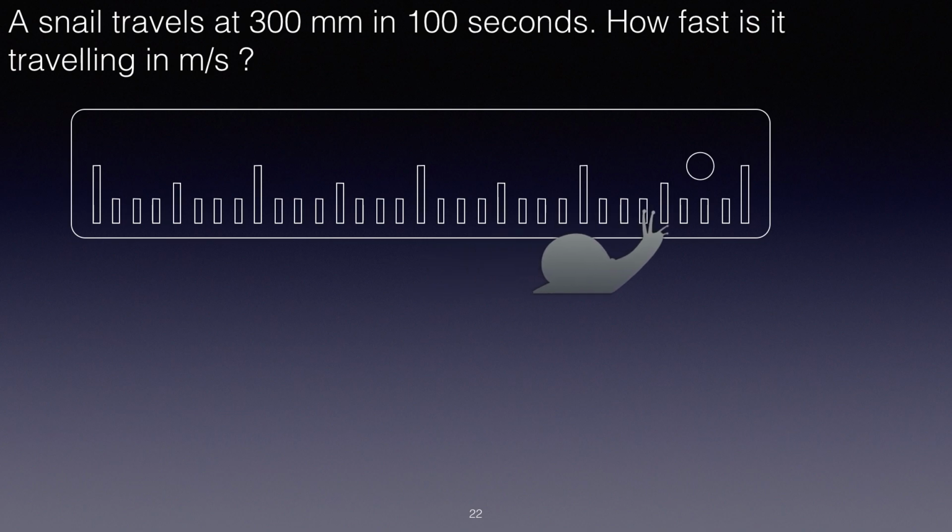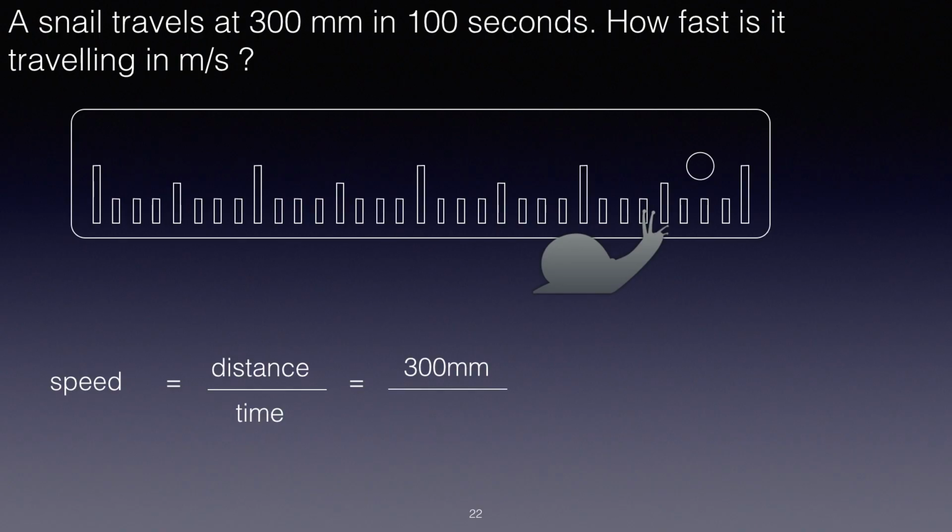And there's the snail traveling, we measure it with a ruler. So, speed equals distance over time, and we can write it like this: 300 mm, that's okay, over the time, which was 100. But we need to get back to base units. We need to express the answer in meters per second. So that would be 0.3 meters over 100 seconds, and that would be 0.003 meters per second.